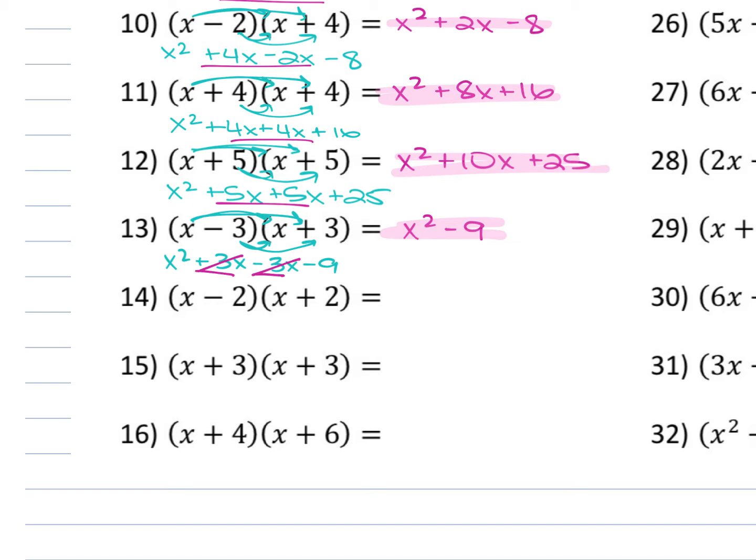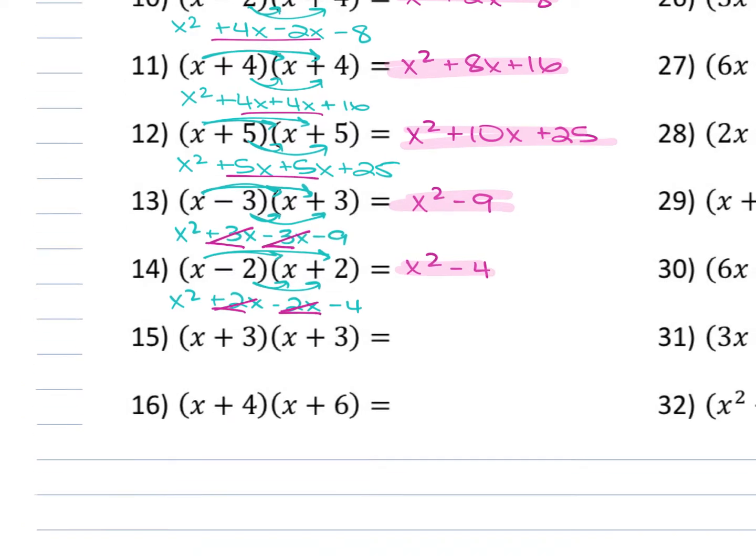For 14, we have x minus 2 times x plus 2. So x times x is x squared. X times 2 is 2x. Negative 2 times x is negative 2x. And negative 2 times 2 is negative 4. So once again, your like terms here are opposites, so they cancel, and you're just left with x squared minus 4.